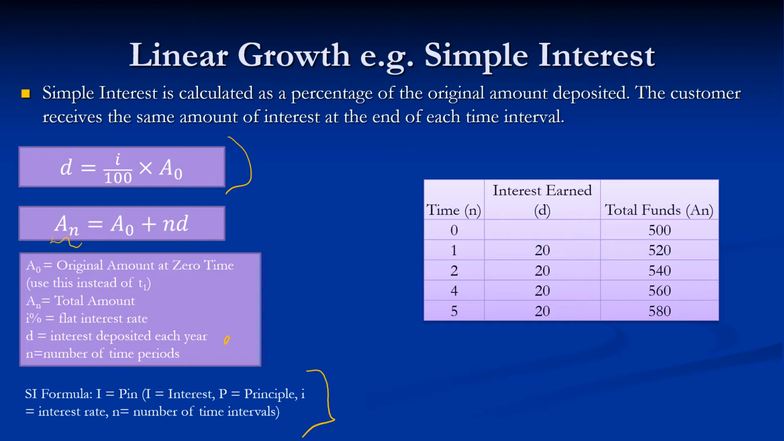So if we have a look at a tabular form of an arithmetic sequence here, we've got $500 in a bank, and we can see that each year we're just putting in $20. So what's happening is that we're just going up at a straight or flat rate here. Sometimes we'll call simple interest flat interest, because it's at a flat rate. If we were to graph it, the line would be flat.